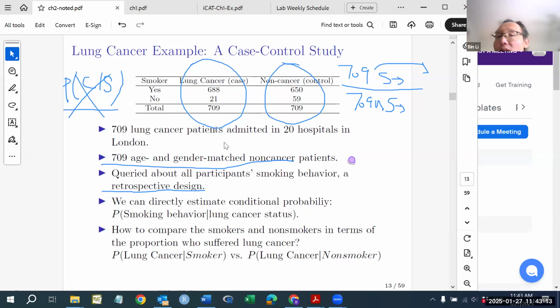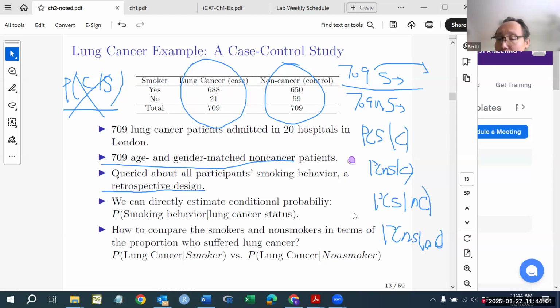Why? Because this is column fixed. Okay, so for column fixed, what can we estimate? We can estimate the probability of being a smoker among lung cancer patients, right? Or the probability of being a non-smoker among the cancer patients, or the probability of being a smoker among the non-cancer, or the probability of being a non-smoker among the non-cancer. So for all these, we can estimate, but we cannot estimate that because this is column fixed. Is that right? Okay, so make sure you understand that.